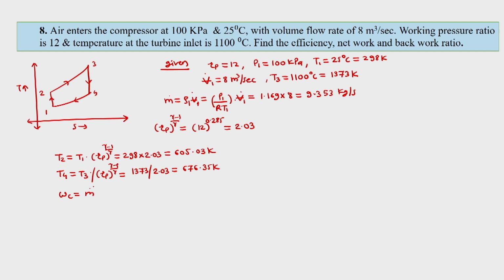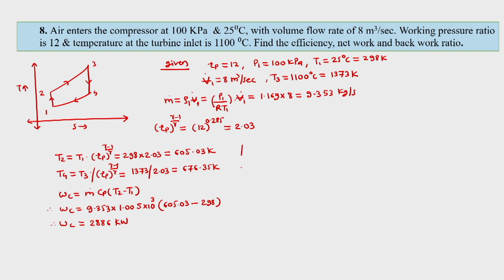So we can find out compressor work in kilowatt as m dot Cp into (T2 minus T1). So compressor work is 9.353 into 1.005 into 10 to the power 3 joule per kg Kelvin, with T2 as 605.3 and T1 as 298. So this gives us compressor work as 2886 kilowatt.